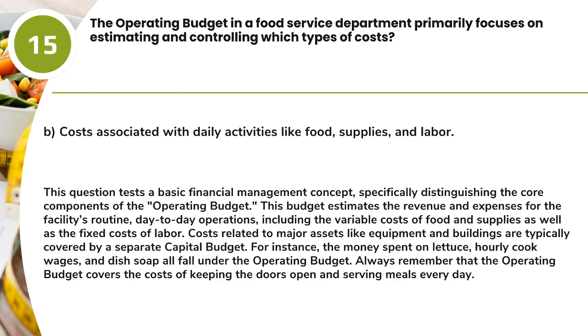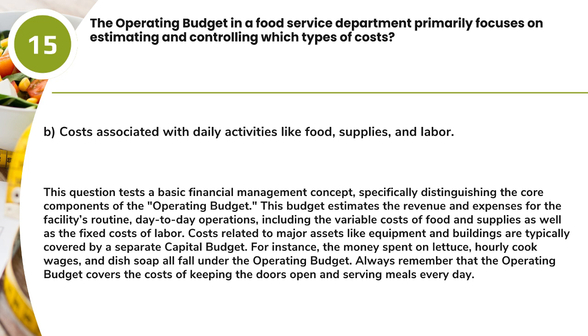Answer B. Costs associated with daily activities like food, supplies, and labor. This question tests a basic financial management concept, specifically distinguishing the core components of the operating budget. This budget estimates the revenue and expenses for the facility's routine, day-to-day operations, including the variable costs of food and supplies as well as the fixed costs of labor.